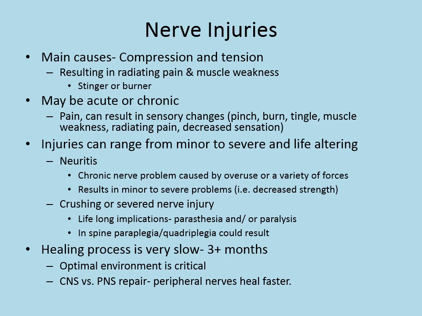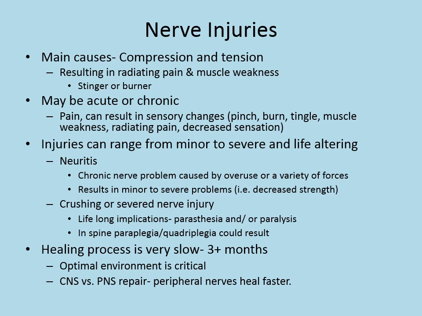The healing process with nerves is very slow. It could be 3 or more months. Nerves just don't heal very quickly. The optimal environment for nerve healing is critical, and if we can cool the area well, sometimes the nerves will not get as much damage. So with people who've had spinal cord injuries, there's been a lot of research into trying to actually lower the whole body temperature to try to stop the inflammation and swelling that occurs in the spinal cord to try to preserve function for that person. And for some people, that's really helpful.